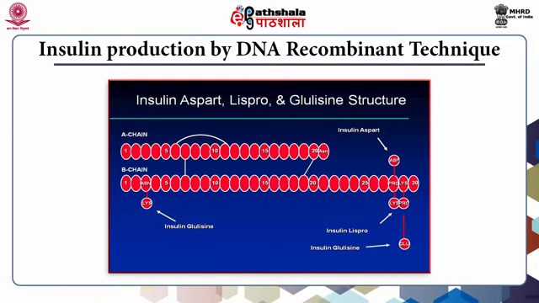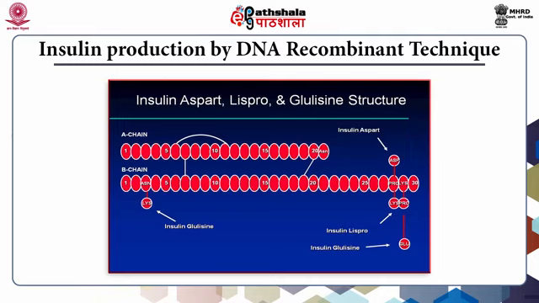regular human insulin. Another insulin, Lispro, produced in E. coli, works like human insulin except for the transposition of proline and lysine at positions 28 and 29 in the B chain. The advantage is a rapid onset of action.